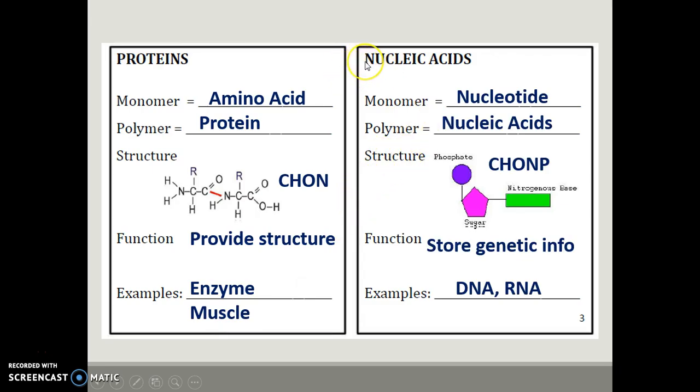Nucleic acid, the monomers are called a nucleotide, with the phosphate, the sugar, and a nitrogenous base. The polymer is called nucleic acid. So the elements, not only does it have carbon, hydrogen, oxygen, and nitrogen, it also has phosphorus. The function is to store genetic information. So we see this in our DNA and also in our RNA.